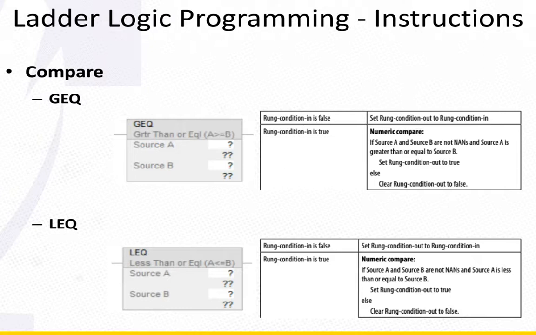With the LEQ, less than or equal to instruction, if source A is less than or equal to the contents of source B, then this instruction will conduct. So if the rung in condition is true and source A is less than or equal to source B, then the rung out condition will be true. And that's what this says.